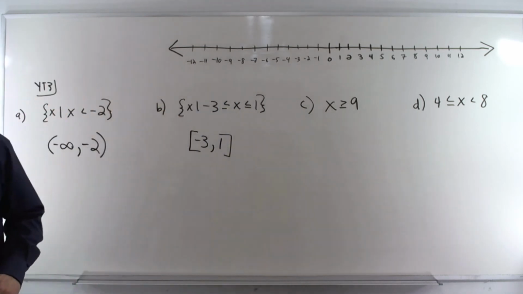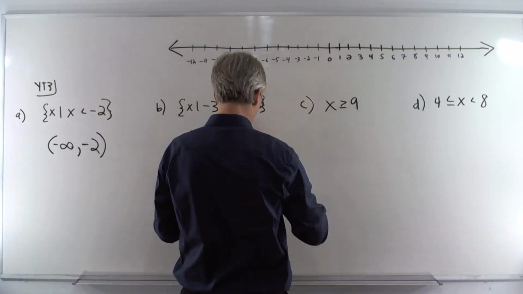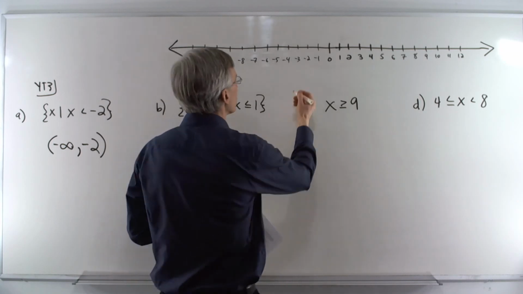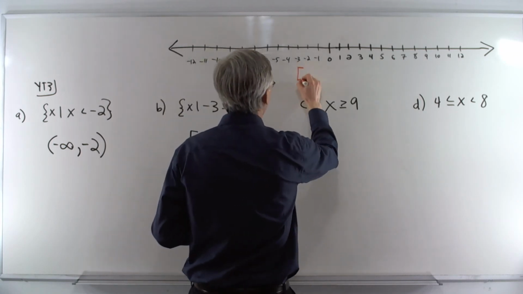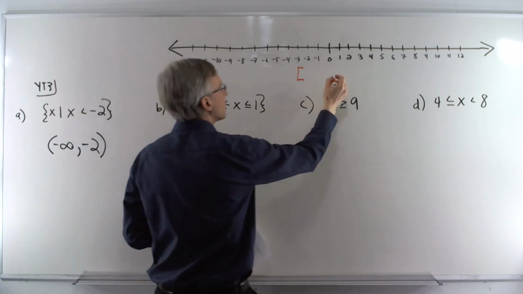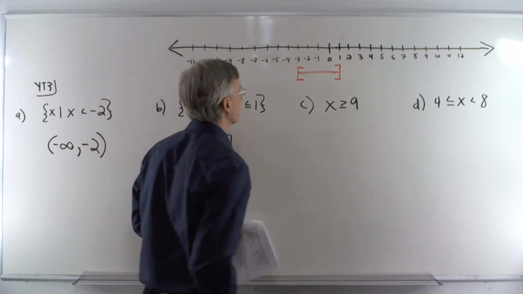So the graph for this one, we'll start at negative 3. Bracket there should match interval notation, so bracket and bracket. Another bracket at 1, and then shade in between.